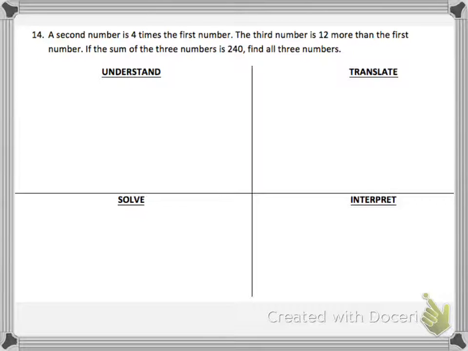Problem 14 is a word problem. It starts, a second number is 4 times the first number. The third number is 12 more than the first number. If the sum of the three numbers is 240, find all three numbers.